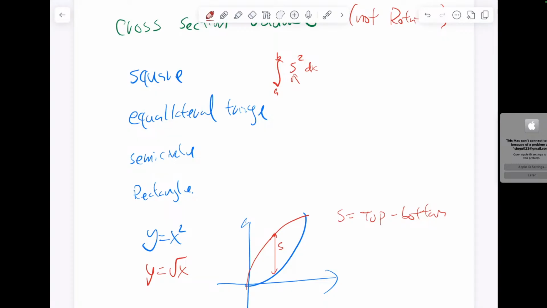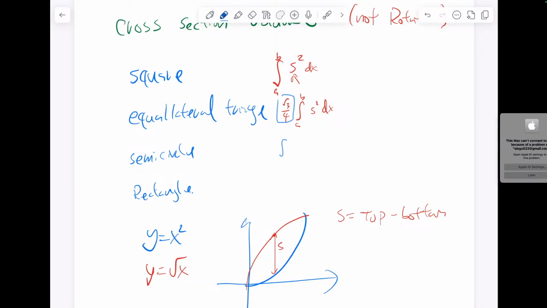Does that make sense? It's not hard, right? Top minus bottom. Now, if today it's an equilateral triangle, it's going to be the integral from a to b of s squared dx times square root 3 over 4. Now, you're going to say, how do I get square root 3 over 4? That's a little bit harder, so we can go back to explain that in a second. You have to remember this coefficient, square root 3 over 4.